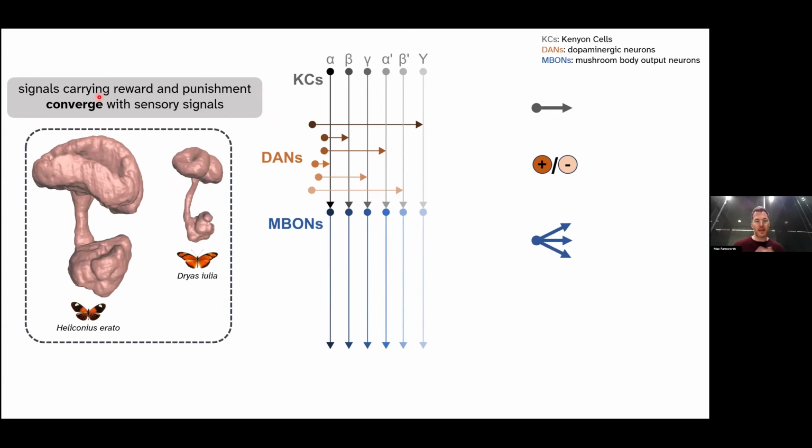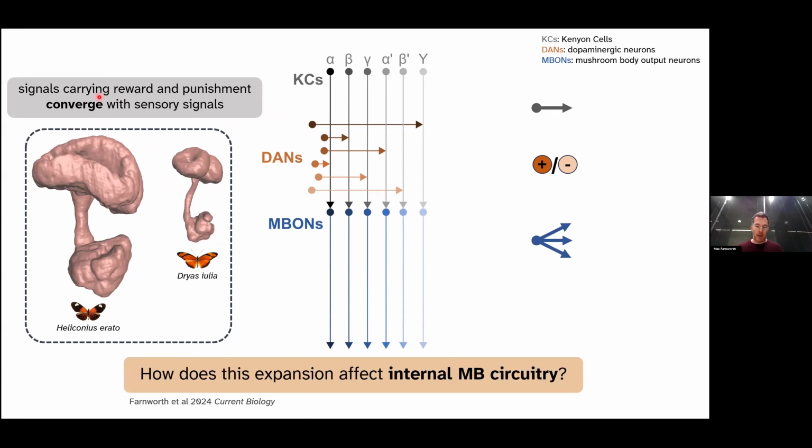So coming back to this expansion that I mentioned in the beginning in pollen feeding, my main question of this paper from 1.5 years ago was, how does this expansion actually affect this internal mushroom body circuitry? And mainly in the beginning, these different Kenyon cell types of alpha, beta, gamma, alpha prime, beta prime, and gamma. It's very complicated names.